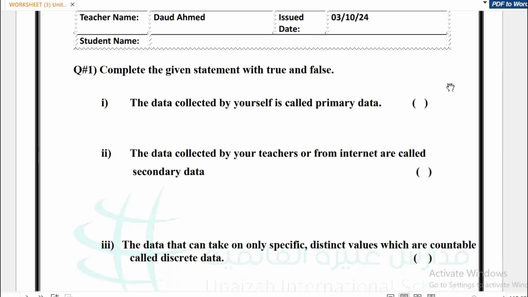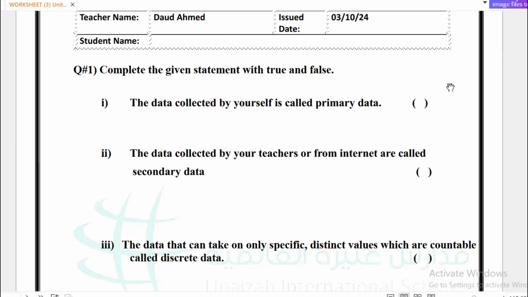Yes, viewers, in this video we will solve worksheet 3, which is related to unit 3, 4 and 5. So complete the given statements with true and false, and these chapters are related to collection of data as well as area and volume. And then we will see a little bit about BIDMAS later on.